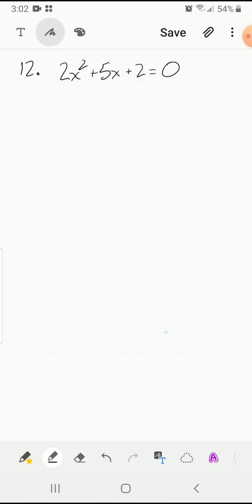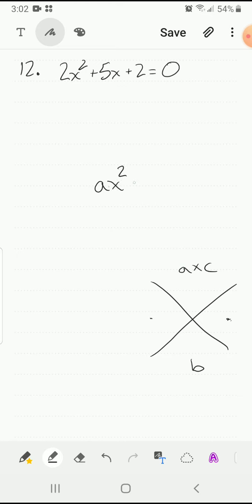Well, like I've shown you before, I like to use my magic x. So up here I put a times c. Here I put b. And then on either side I'm going to put my two numbers. So a times c, if you remember, the general form of a quadratic is ax squared plus bx plus c. So a times c, that's what goes there. A times c, well, that's 4. And then b just goes there. Well, b is 5.